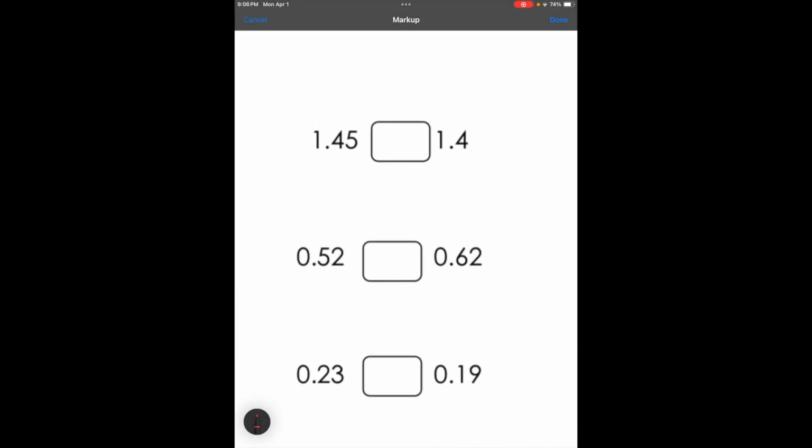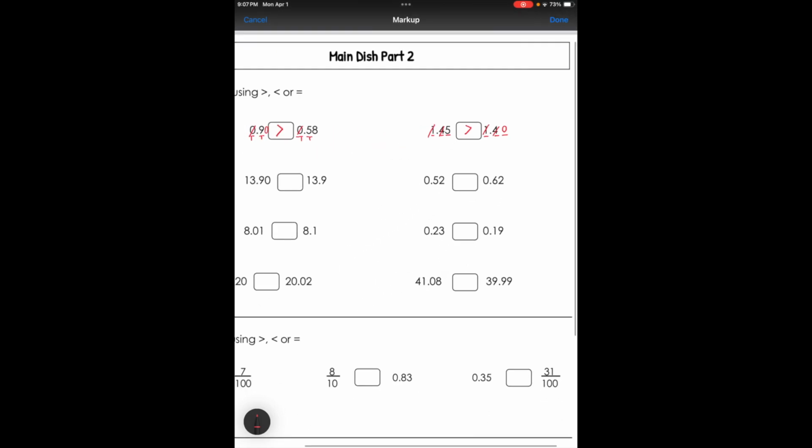Let's work our way over. So in this case, our ones place doesn't help us. Our tenths place doesn't help us. This number has a hundredths place, but this one does not. So in decimals, you can always add zeros to the very end. It doesn't change the value. So 5 versus 0, easy comparison.